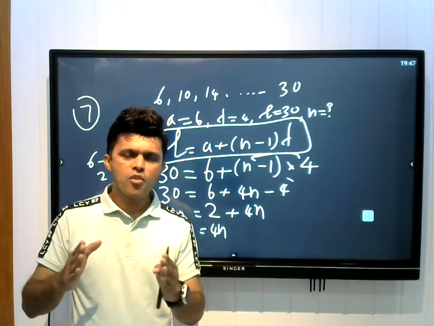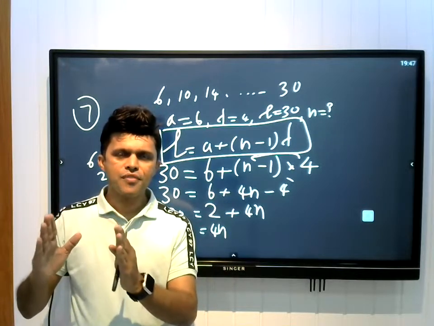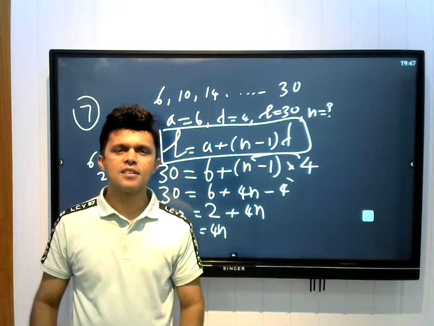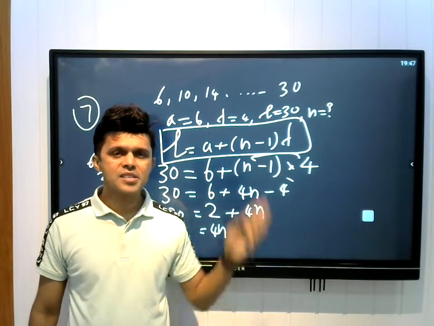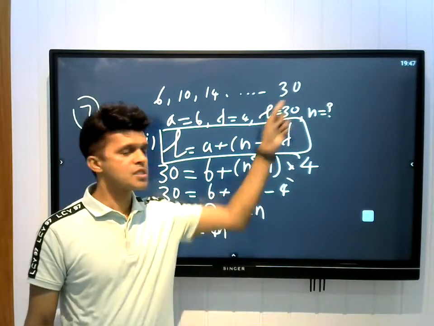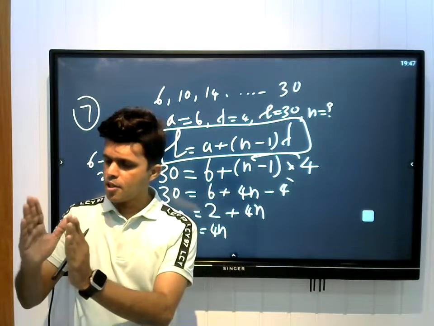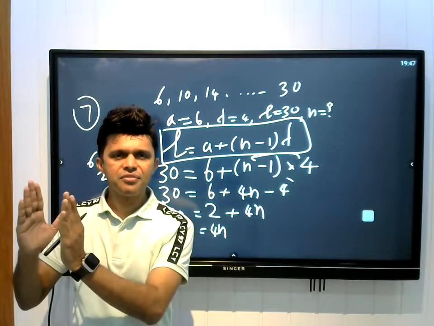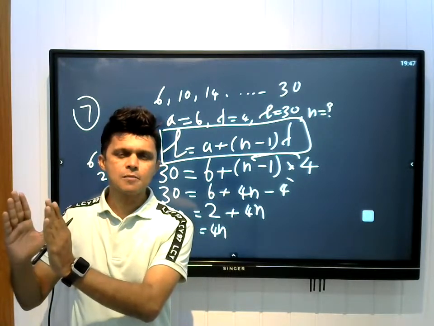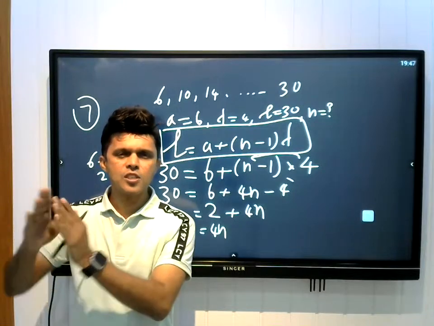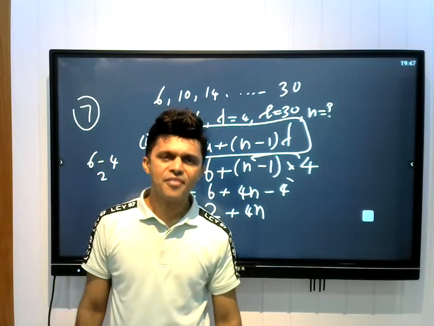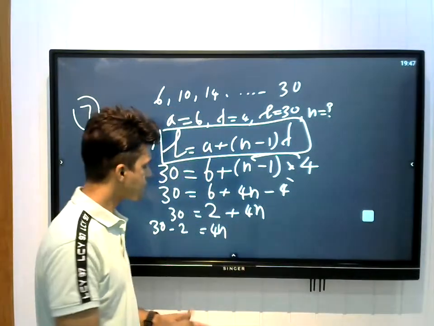Using this formula, you could get the number of terms found in this progression. You've done it. There are 7 terms in this progression. This is the last term. And it's also able to find the sum of the first 7 terms, so it's able to find the sum of this progression. Using the formula, what is that formula?